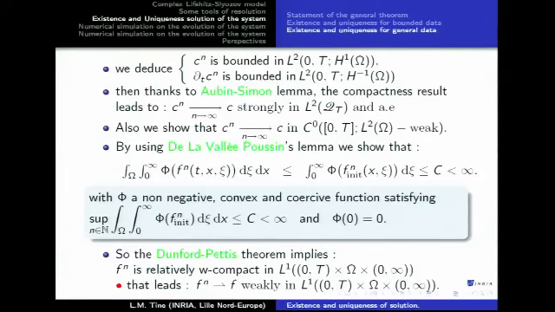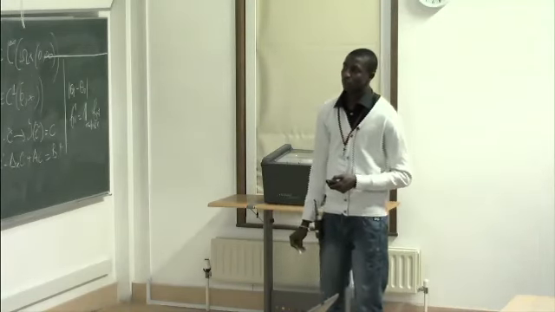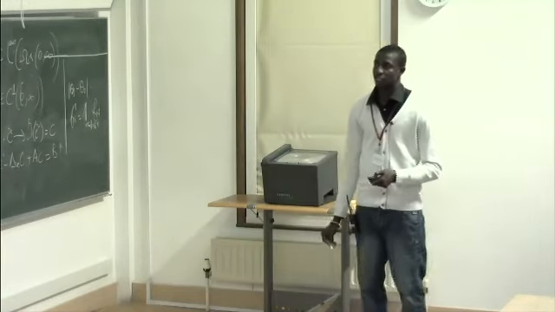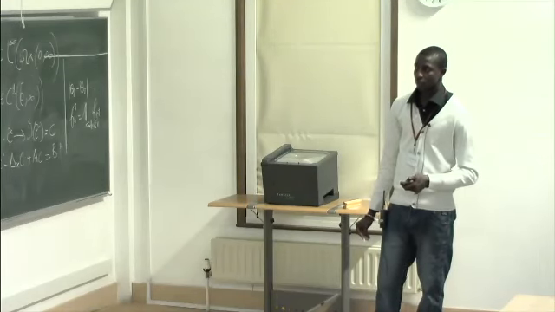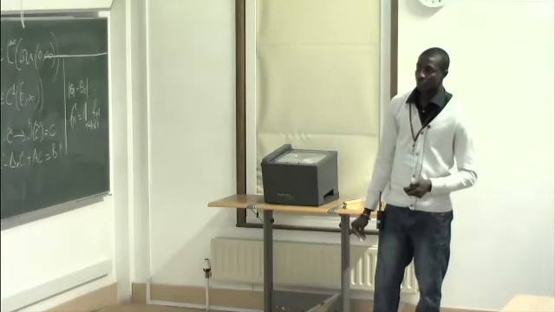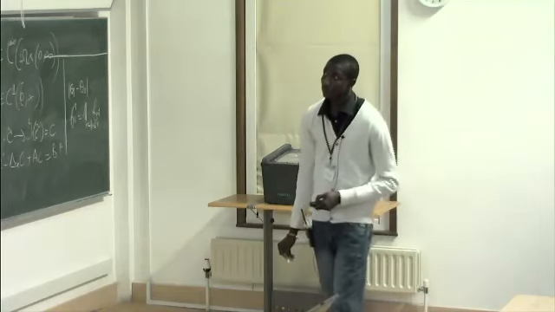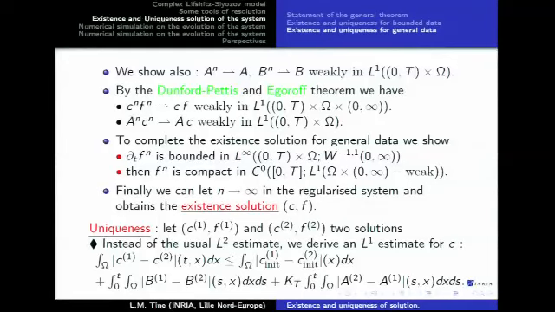So, the Dunford-Pettis lemma implies, when we use the advection equation, that Fn is relatively compact in L1 to this product space. That leads to the weak convergence of Fn toward F. We also prove that An converges weakly toward A, Bn converges weakly toward B, and by the Dunford-Pettis and Egorov theorems, we can pass to the limit in the nonlinearity.